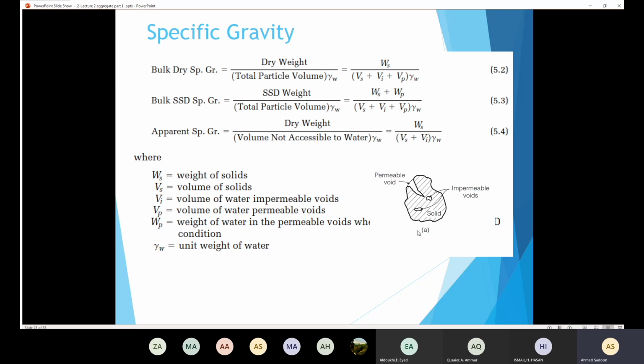That is why we are going to use the water in order to do this. Those who were in the lab last week, in order to determine the specific gravity, we measured the weight of the aggregate inside the water and the weight of the aggregate in air. So we need to know why we use the water.